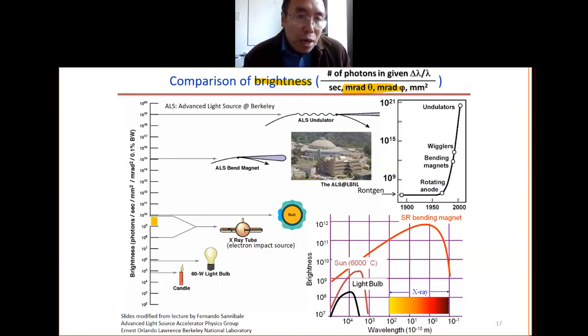The brightness for the sun is 10 to the power 10. For the Advanced Light Source in Berkeley, this gives you 10 to the power 19. It's 1 billion times stronger than the sun. So you can see here the same thing: very high radiation from the synchrotron radiation, 9 orders higher than the radiation from the sun. And this is a spectrum.